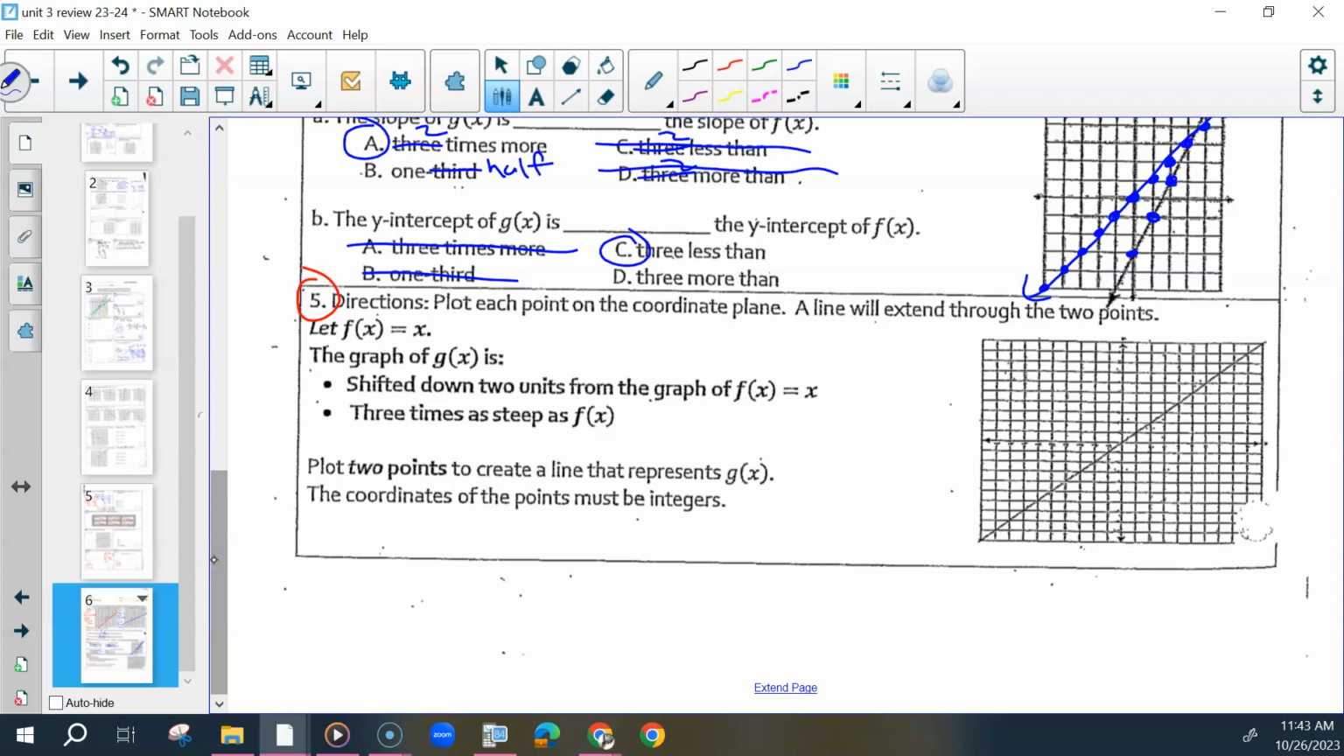Number 5, we need 2 points where it's been shifted down 2 units and is 3 times as steep. Where would our new y-intercept be? -2. On the test, the graph is going to be this size, it fit on the page. If it's 3 times as steep, what is our new slope? 3 over 1. So you choose where your next point is going to be. You just need 2 points. You don't need more than 2 points. Do we have questions on any of those?